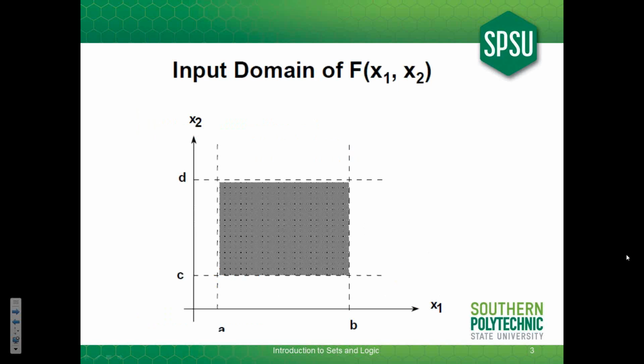Let's say you have a function of 2 variables, in this case x1 and x2. Let's say x1 has the lower limit of a all the way to b. If you just look at the x1 axis here, that's a lower bound and that's the upper bound. As you will see later on when we talk about boundary value testing, our emphasis is going to be on the boundaries. Why do you think we are going to put emphasis on the boundaries in testing?